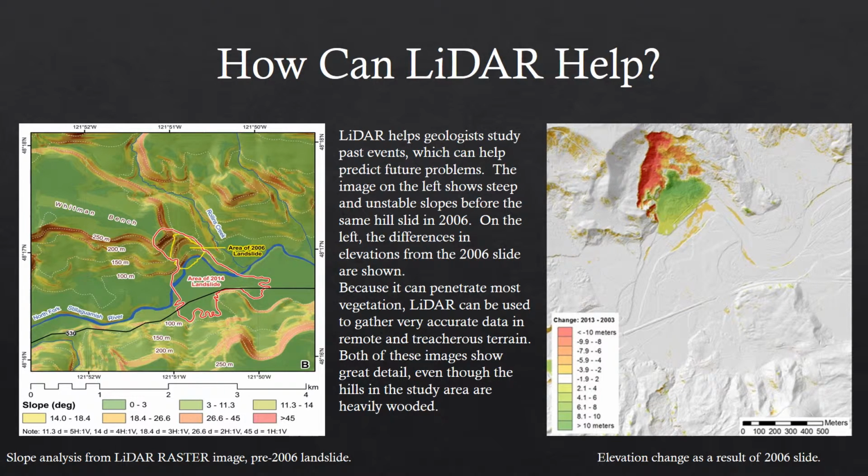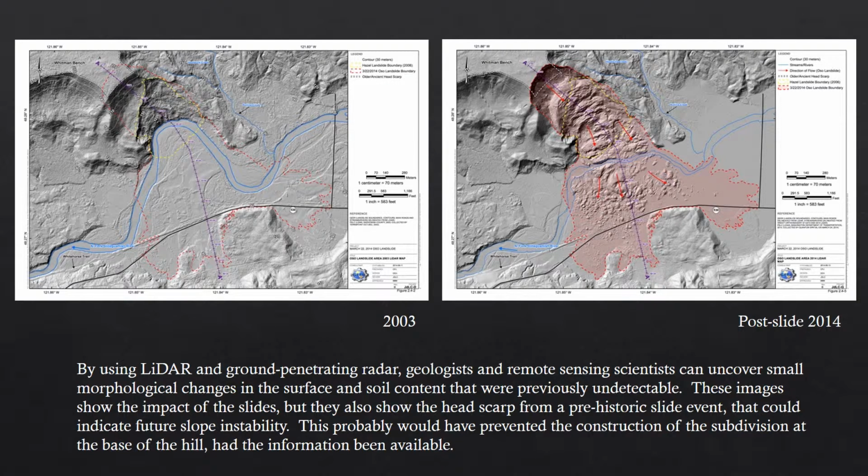If you look here on the right side, that shows the effects of the landslide in 2006. The red is where the elevation sank most drastically, and then the green is where it rose as it slid off that hill. And these are some hill shades that come from a LiDAR raster.